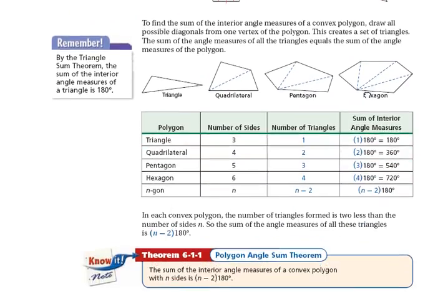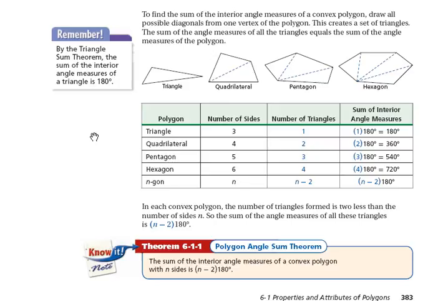Okay, now what we want to be able to do here is talk about the sum of the measures of the interior angles. As we add up the angles of a triangle, we talked about that as being 180 degrees. In a quadrilateral, where we have 4 sides, it is going to be 360 degrees. And a pentagon is going to be 540 degrees, and so on.